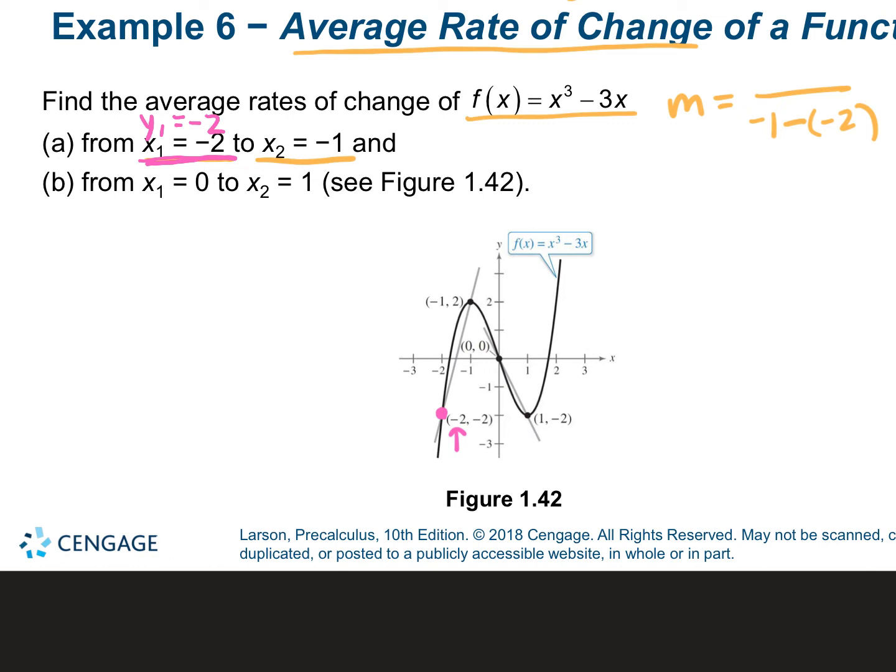We're going to do the same thing for our x2. So we go to our graph, go to where x is -1, so that would be this point here. So our y value when x is -1, so our y2, is 2.